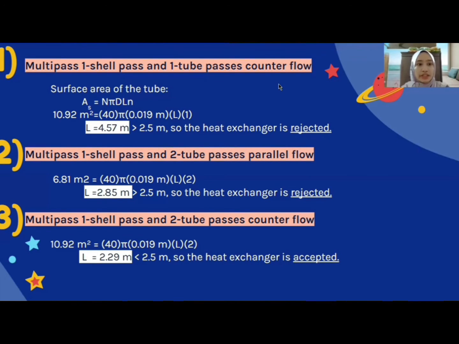And for our third design, which is multipass, one shell pass and two tube passes counter flow, we get the length of the tube to be 2.29 meter, which is less than 2.5 meter. So this design of heat exchanger is accepted.